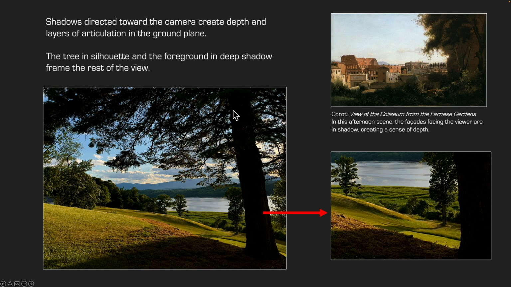And so I've done that same thing. I've used the same compositional formula with the sun coming this way. My tree is in silhouette. I've got a nice deep shadow, and I have this little L formation to frame the rest of my landscape.